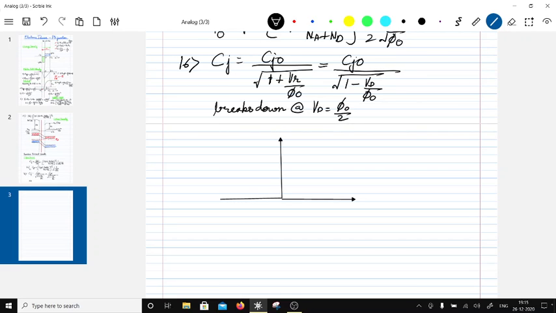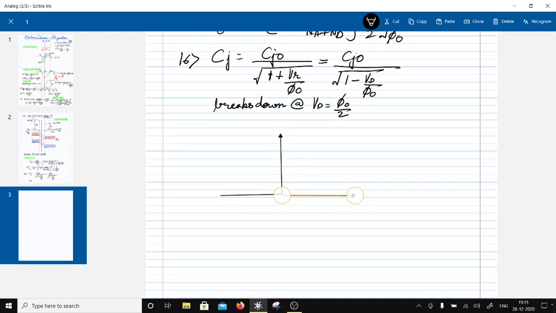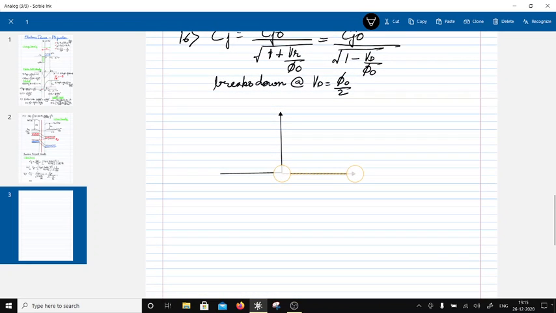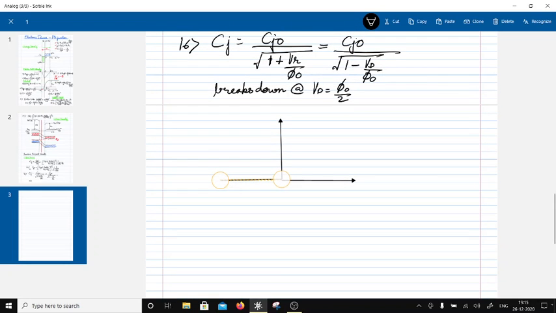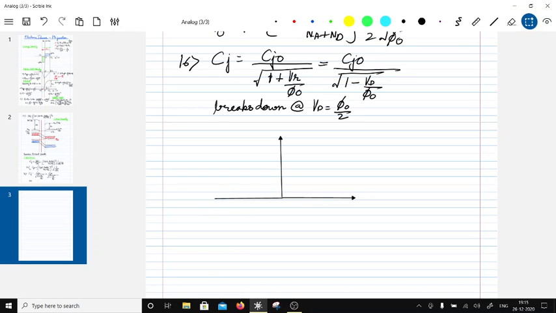Just 1 second, I never moved a line before. That's kind of stupid though. Okay, that's fine, this looks better.